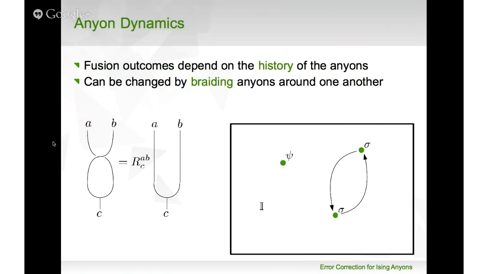Now, in general, of course, in non-abelian theories, A and B don't have unique fusion products, so we need to keep an additional label around which tells us, conditional on their fusing to C, what the exchange phase is. And C can loop over all the possible fusion products of A and B. So in general, we'll have lots of these exchange phases, R, A, B, labeled by C, which are the possible fusion products of A and B.